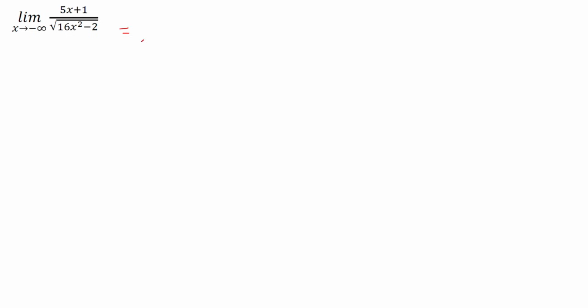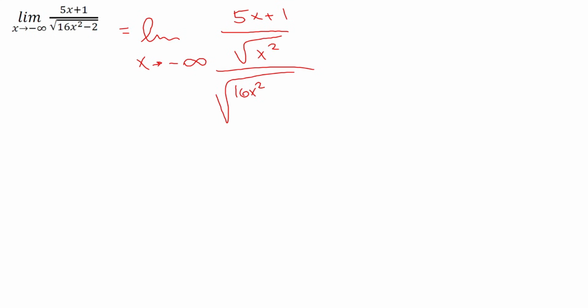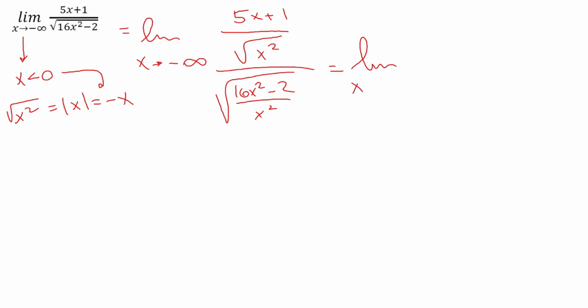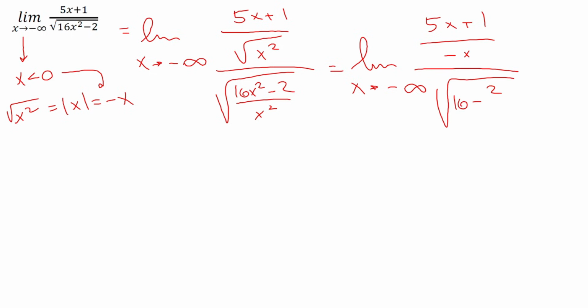And for this one, it's essentially the same thing. We're going to do 5x plus 1 over the square root of x squared, divided by that square root of 16x squared minus 2 over x squared. And of course, as we said before, the square root of x squared is the absolute value of x, but this time x is less than 0, which means that the absolute value of x is the opposite of x. So this becomes a limit as x approaches negative infinity of 5x plus 1 over negative x, all over the square root of 16 minus 2 over x squared.